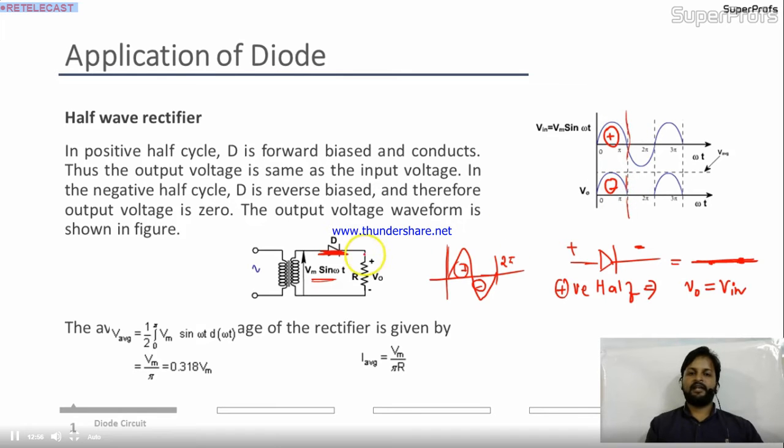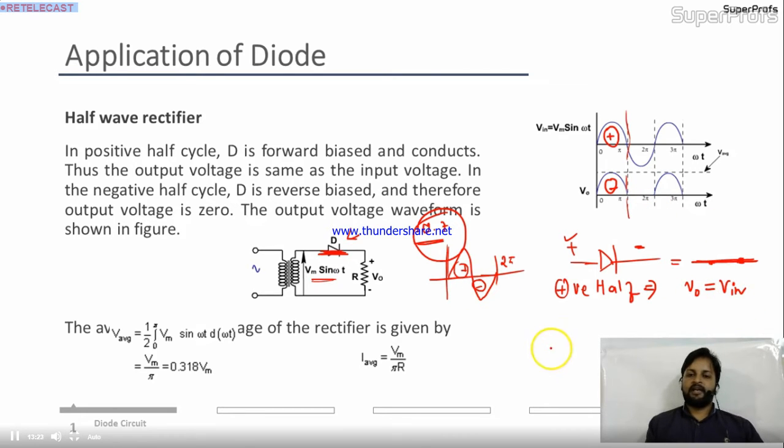And we consider the diode is ideal. But in practical, there will be a drop of 0.7, the cut-in voltage. Remember, this is the barrier potential offered by the diode in the circuit. But for the time being, we are considering the ideal diode. So in the ideal diode, it will be short, so the entire input reflects to the output, and V0 will be Vin.